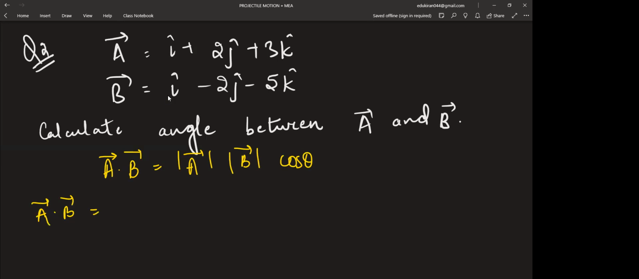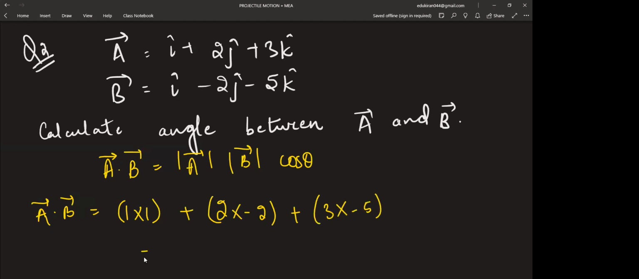So 1 gets multiplied by this 1, so 1 into 1, plus this 2 gets multiplied by this minus 2, so 2 into minus 2, plus this 3 multiplied by minus 5. So this becomes 1 minus 4 minus 15. So this is minus 3, minus 3 minus 15, this is minus 18. This is A dot B.